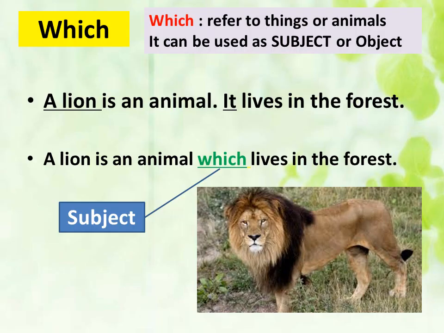Okay, the fourth relative pronoun here is which refers to things or animals. It can be used as a subject or an object. يعني كتشير الأشياء ولا حيوانات وتقدر تستعمل as a subject ولا object ديال الverb.